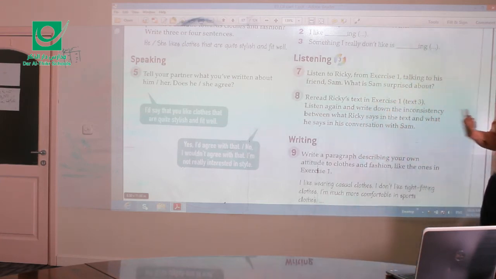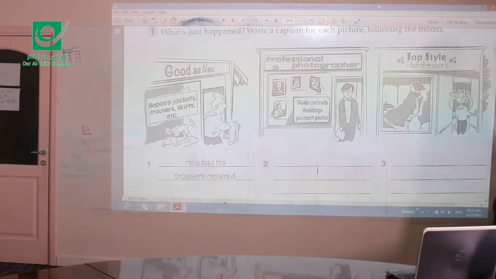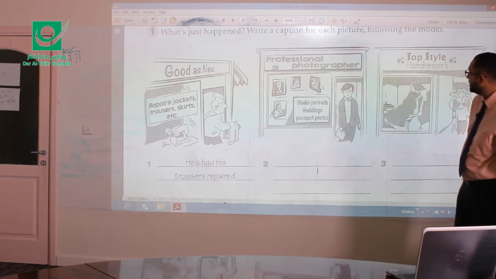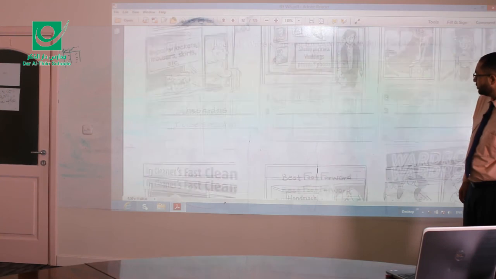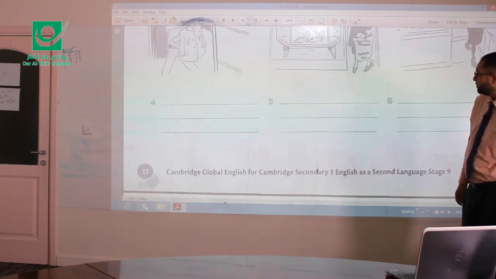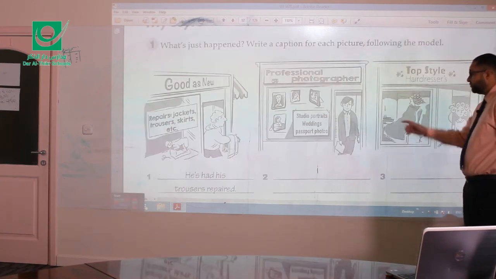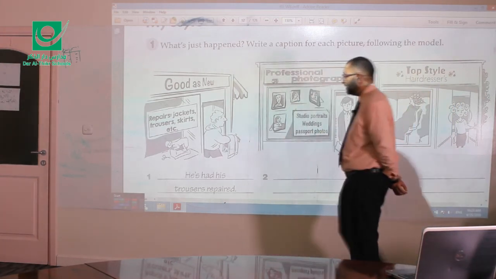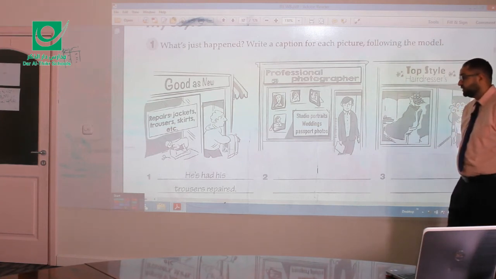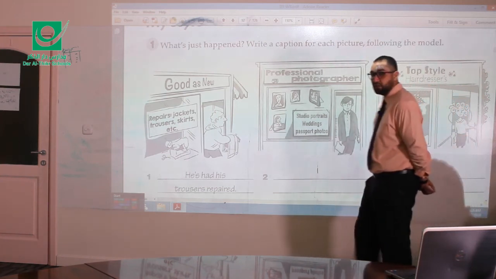Now, after we finished that, we need to have a quick look at the workbook exercises. If you look here, what has just happened? Write a caption for each picture following this model. You can find this easily in your workbooks, page 12. So this is someone who's coming out from a place where he wanted to get his trousers repaired. And as you can see, he has had his trousers repaired.